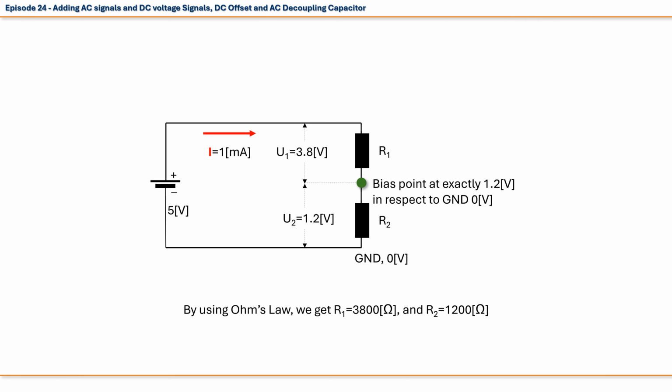Now, let's draw a simple voltage divider circuit, containing a DC power source of 5 volts, and 2 resistors R1 and R2. We want to divide DC input voltage into two parts U1 and U2, so that voltage drop across resistor R1 is 3.8 volts, and voltage drop across resistor R2 is 1.2 volts, so that our green bias dot stands exactly at 1.2 volts in respect to the ground. We also want 1 milliampere of current running through our circuit. By some simple application of Ohm's law, we get that we need resistor R1 to be 3.8 kiloohms, and resistor R2 to be 1.2 kiloohms.